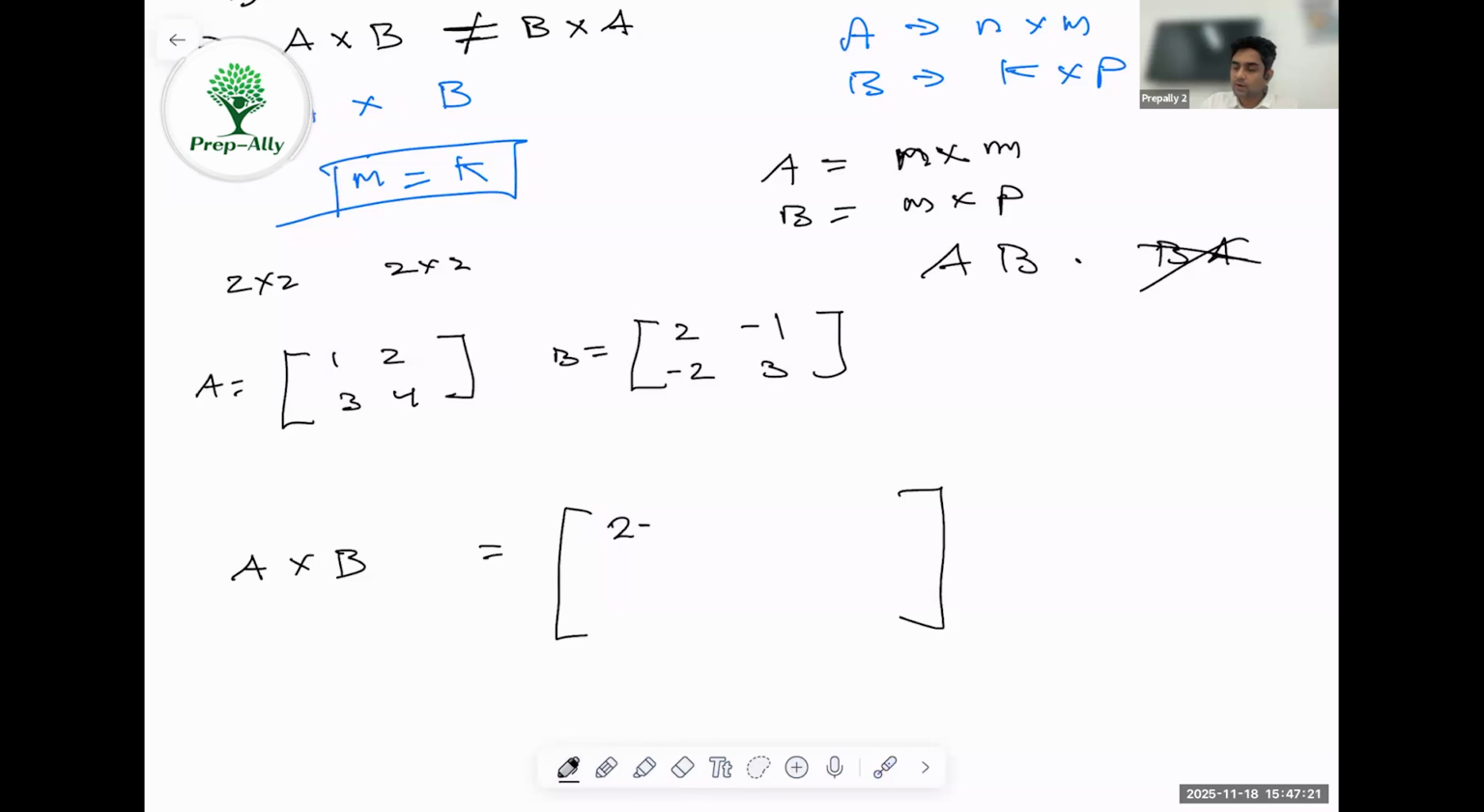Basically, we'll get it as 2 minus 4. Now, first row, second column will give me the first row, second column. So when I multiply 1 into -1 is -1, and this is 6. So -1 plus 6.